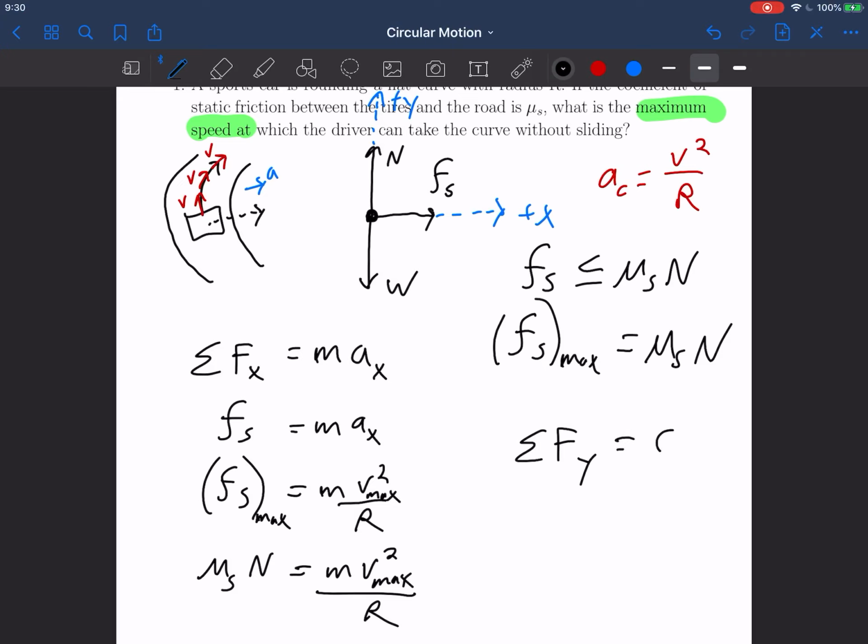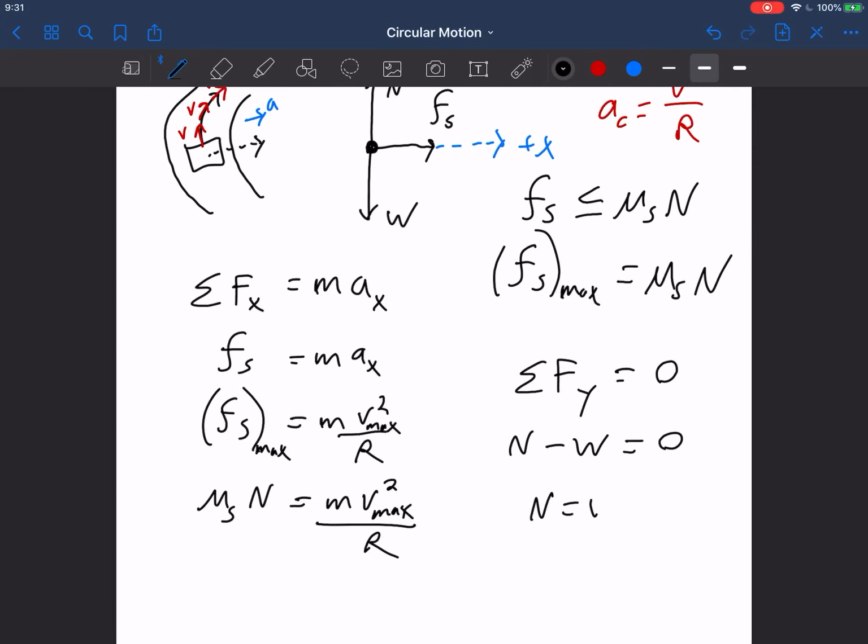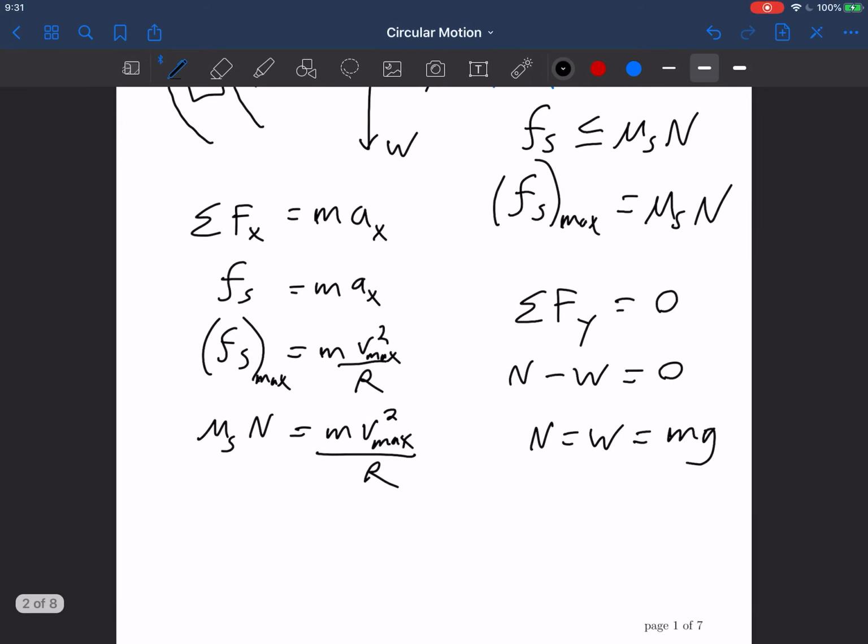So in the y direction, I can use Newton's first law to realize that the sum of my forces must be 0. I have two forces in y: the normal force in the plus y direction, and the weight in the minus y direction. I just add up those forces and quickly find that the normal force is equal to the weight, and we have an equation for weight. It's equal to mg. So at that point, we can plug into this formula: the normal force is equal to mg.